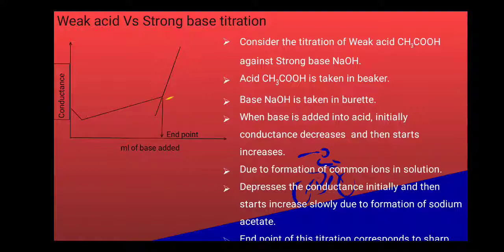At a certain point an abrupt change in the conductance of the solution takes place, where it starts increasing sharply. That point is the endpoint for this titration, but we are concentrating on why it initially decreases and then slowly increases. Initially acetic acid is present in the beaker. When you start addition of NaOH from the burette, some quantity of NaOH reacts with the acetic acid and forms sodium acetate.